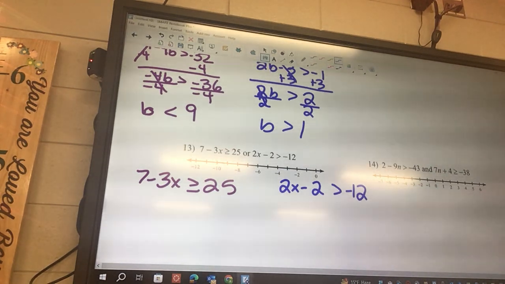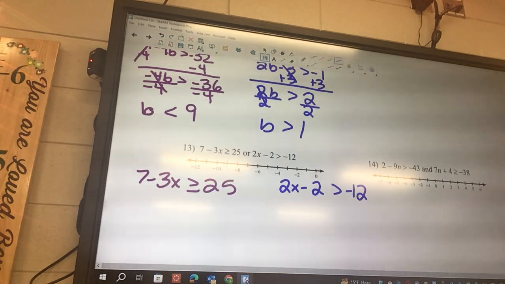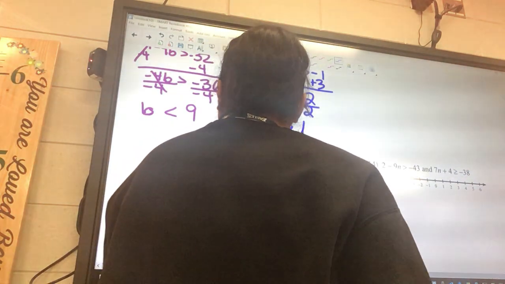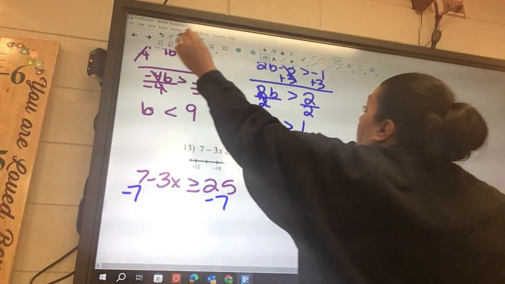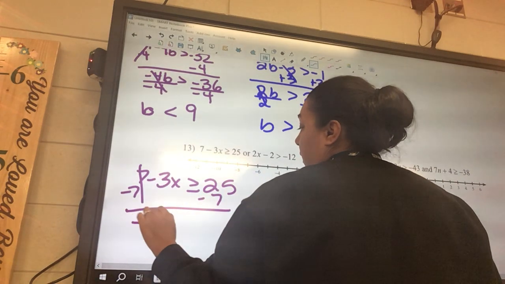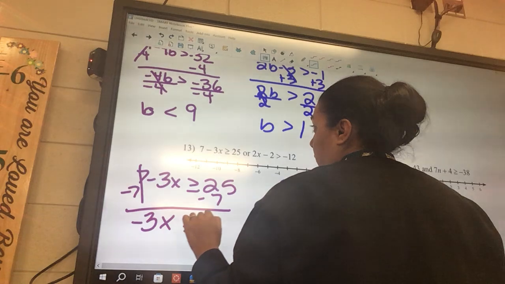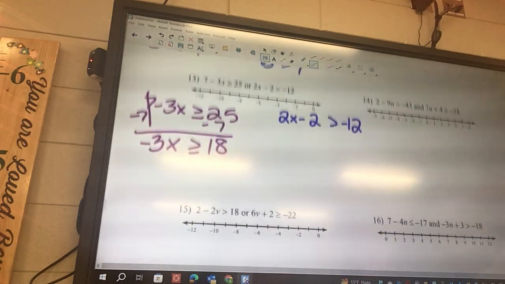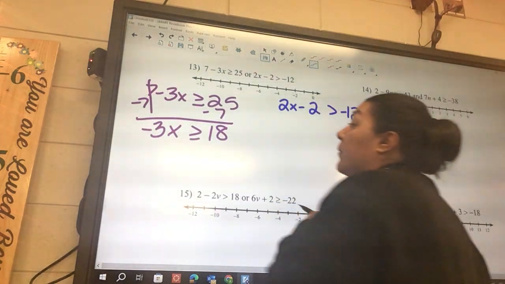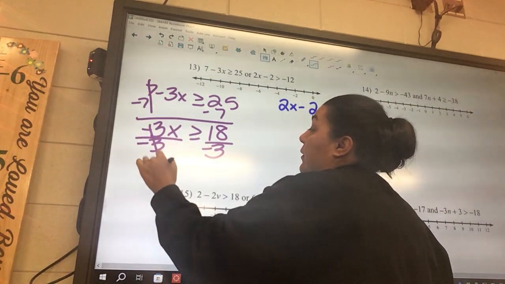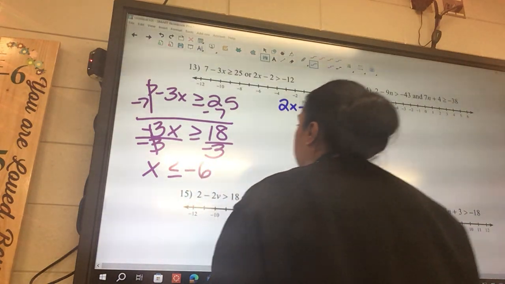Okay, on this first one, what needs done first? Who's the kid? Who needs moved? The 7. We're going to minus 7 from both sides. So I got negative 3x and 18? Is that 18? Okay. And then what? Divide by negative 3. Do we need to flip? Yes. Negative 6?